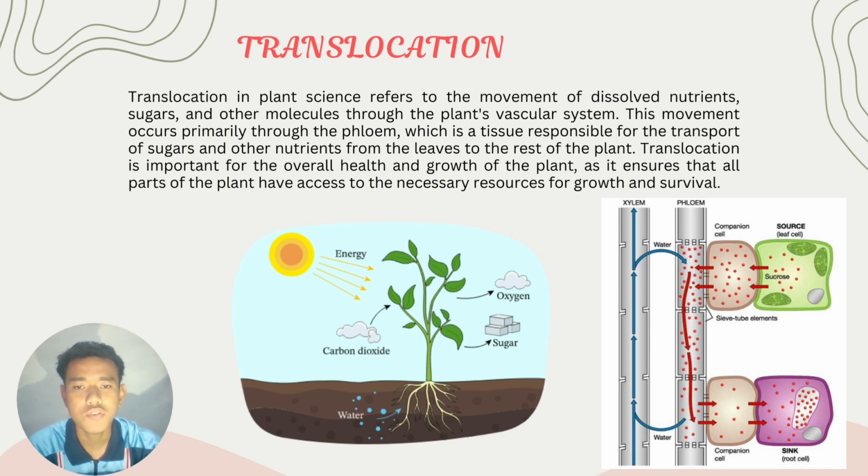Okay, let's move to the translocation. Translocation in plant science refers to the movement of dissolved nutrients, sugar, and other molecules through the plant's vascular system. This movement occurs primarily through the phloem, which is a tissue responsible for the transport of sugar and the other nutrients from the leaf to the rest of the plant.